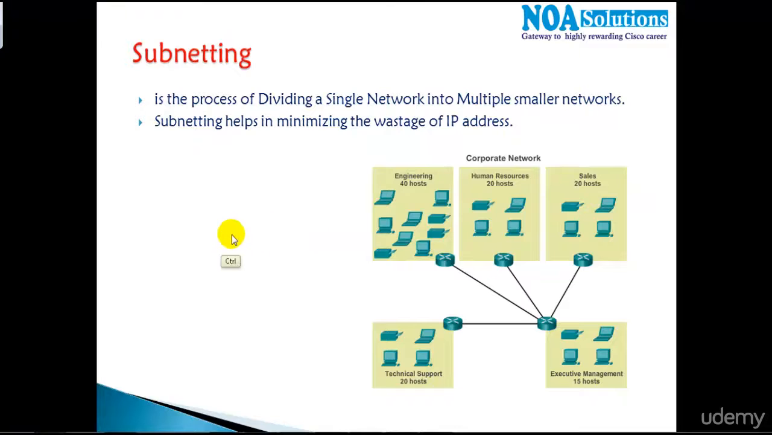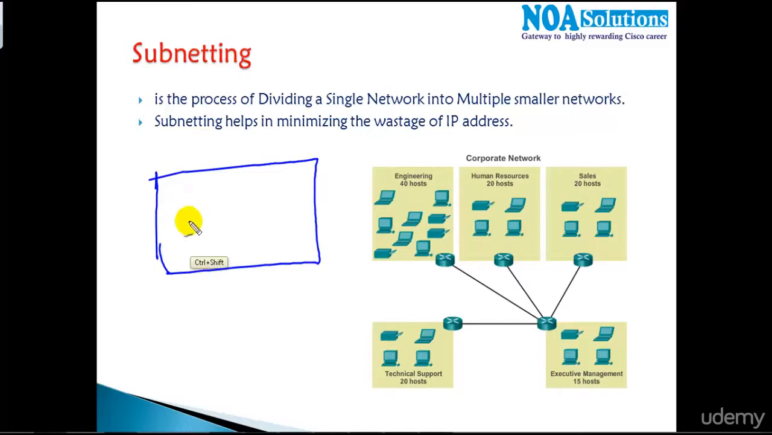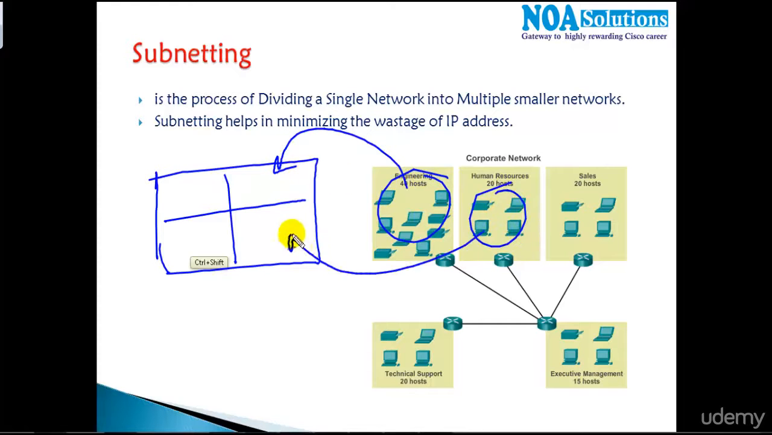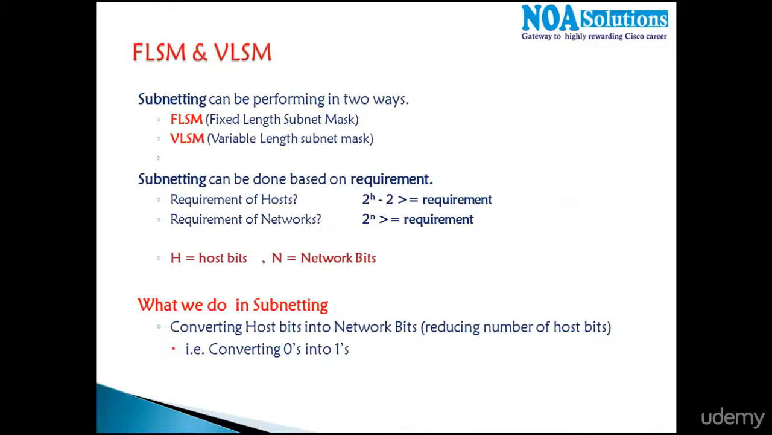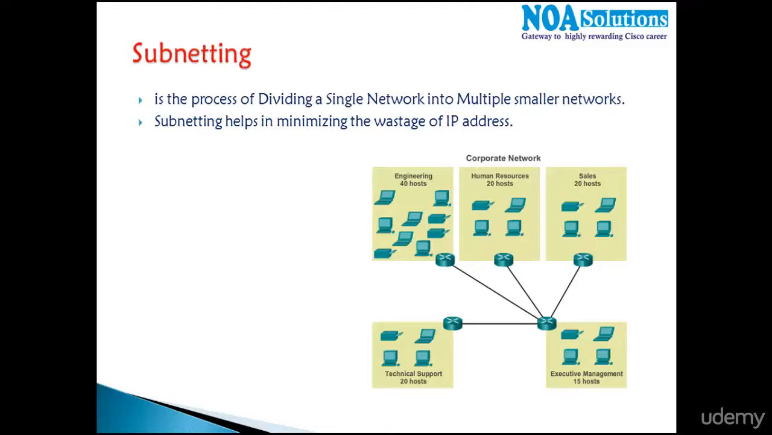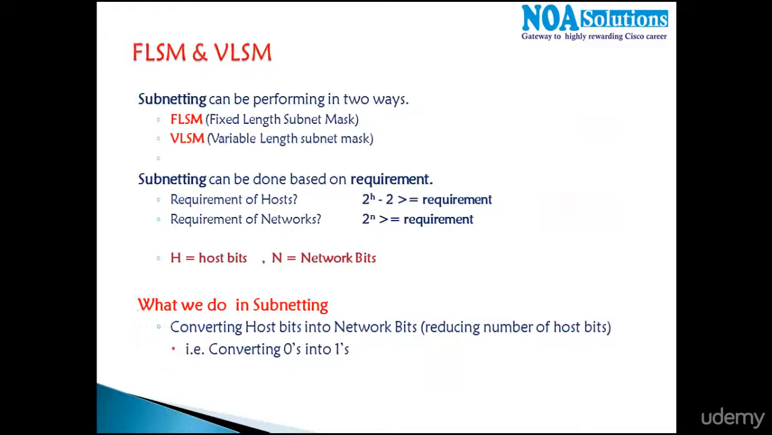So instead of doing that, what I can do is use one default network here, and divide that one default network into multiple small networks, and I can allocate this network here, this here, something like that. So that's what we do in subnetting. We'll see in more detail how we do this complete thing in calculations. I'm just giving you some basic overview of subnetting here.